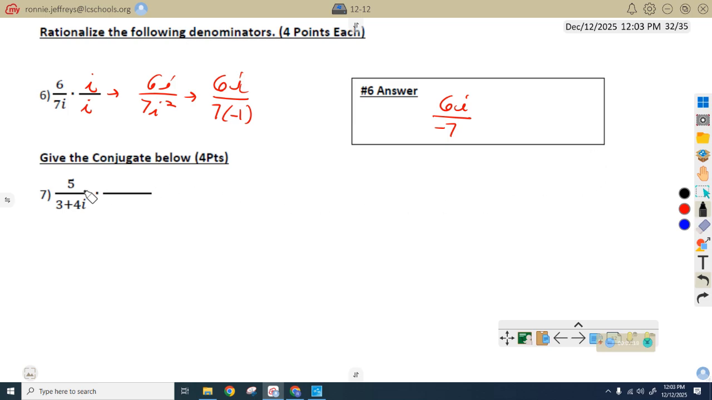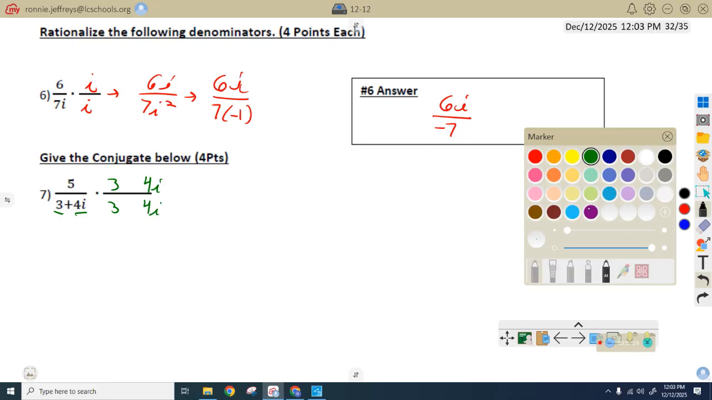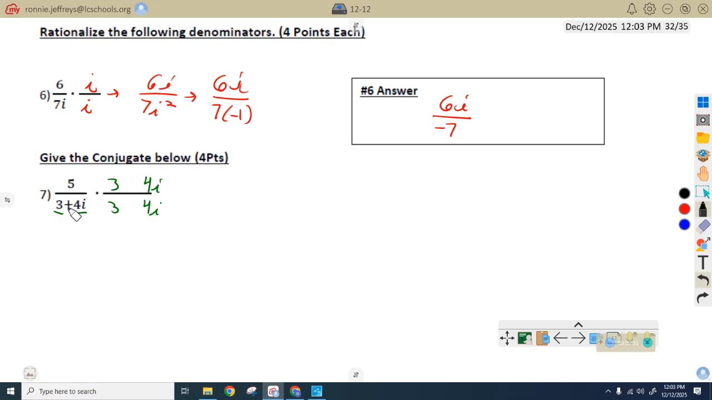Now, our conjugate are the same terms as this. So 3, 3, 4i, 4i. The main thing that changes are the signs. That's a positive. This is a negative. So you might write: same term, same numbers, different sign. Just a little note, maybe, as you're taking notes.